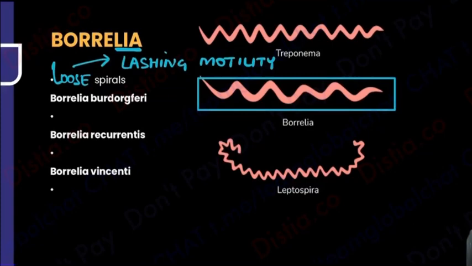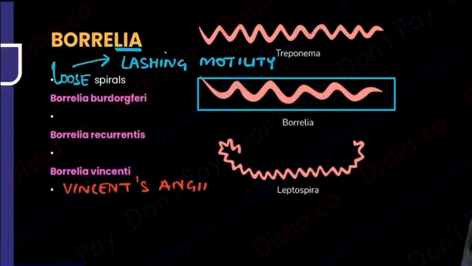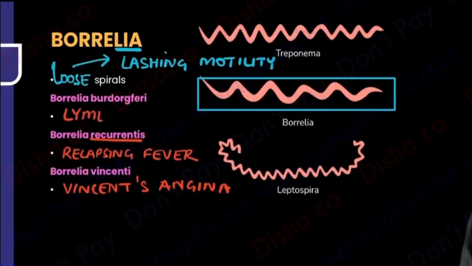Fine, but what are the different Borrelias? We have Borrelia burgdorferi, we have recurrentis, and we have vincenti. So no points for guessing that Vincent's angina is going to be caused by Borrelia vincenti. Recurrentis will cause something which is recurring, happening again and again. So that is going to be relapsing fever. And Borrelia burgdorferi causes what is left, and that is Lyme's disease.